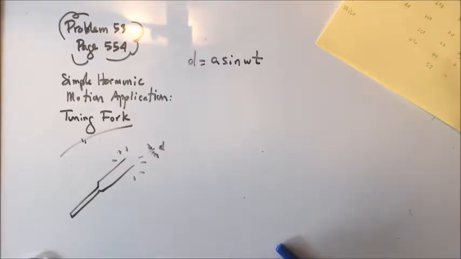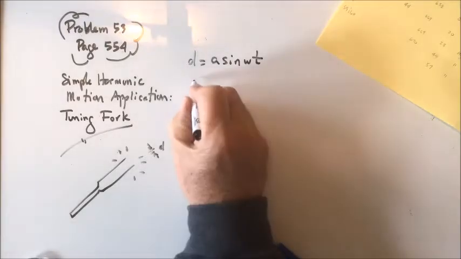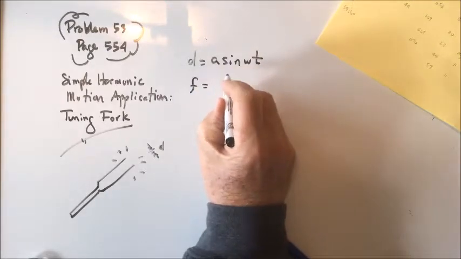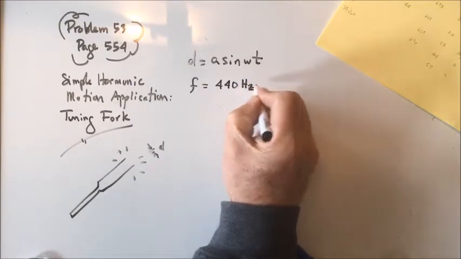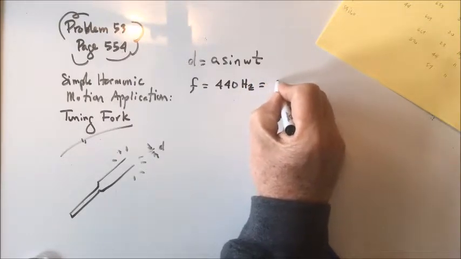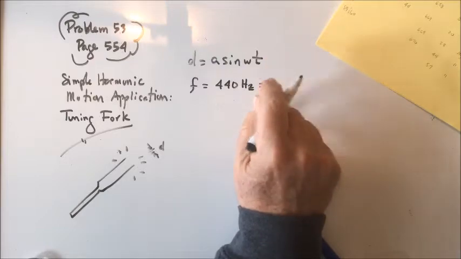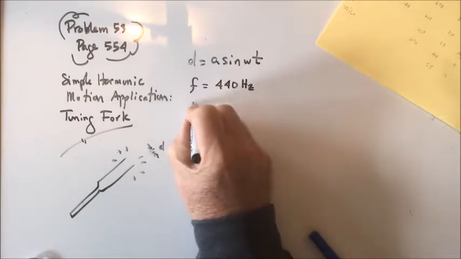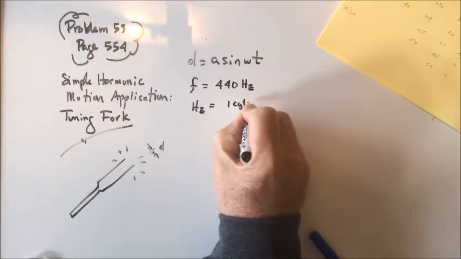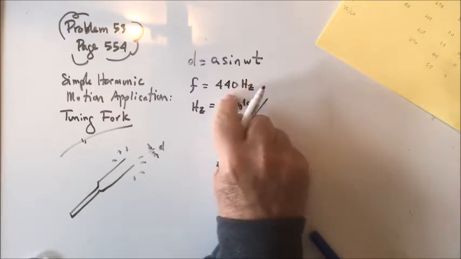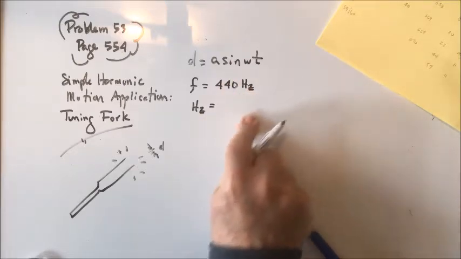And if a tuning fork for the note A above middle C on the even tempered scale, A4, the tone by which an orchestra tunes itself, has a frequency of 440 hertz, which, by the way, a hertz is a cycle per second. A hertz is equal to the number of cycles per second.